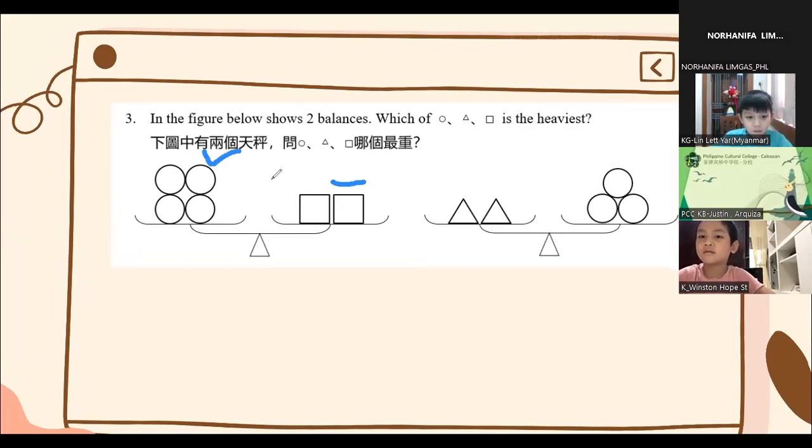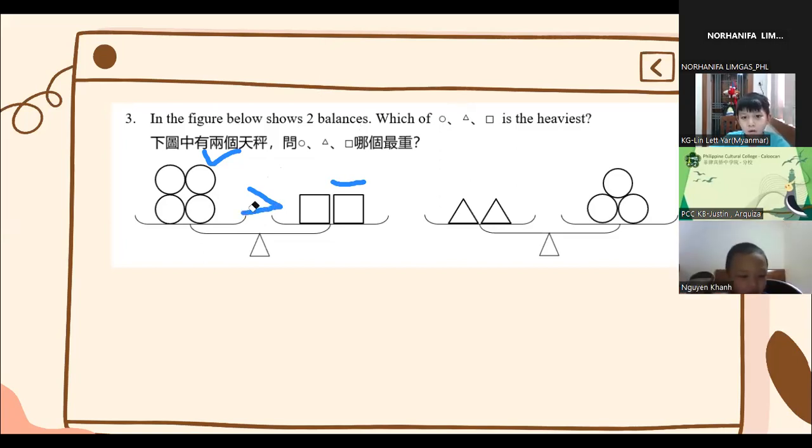Okay, it is the square. Very good. Okay, it's the square. Why? This is greater than, okay? Why is the square heavier? Because you have to remember that if you are balancing different shapes, always remember this, everyone: the more the number of that certain figure, the less its mass or weight.